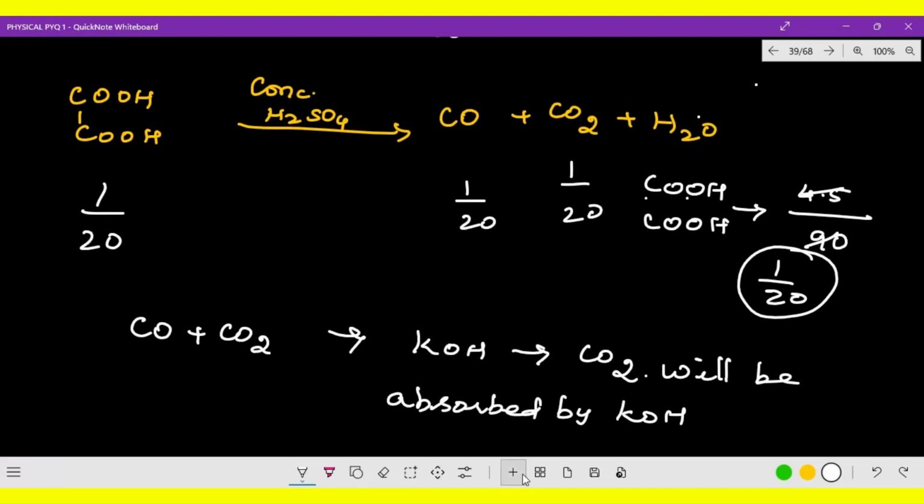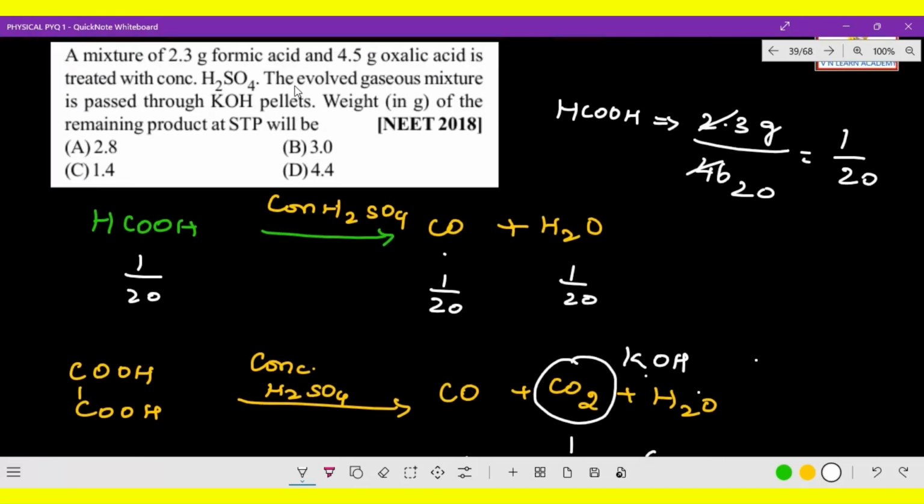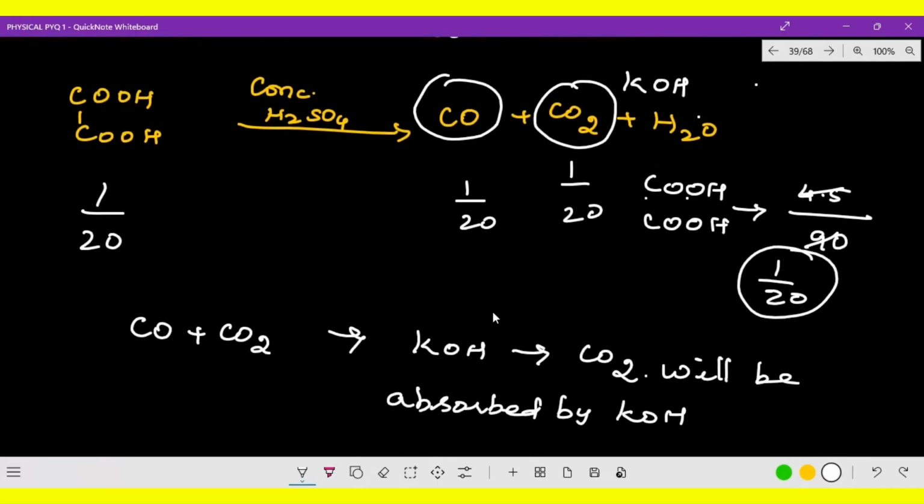Then which is remaining? CO only is remaining, right? The remaining product is CO only. In that question also it has been mentioned that the evolved gaseous mixture is passed through KOH pellets. So that means carbon dioxide is absorbed, and the remaining is CO, here also CO. Come on, let us find the number of moles of both.